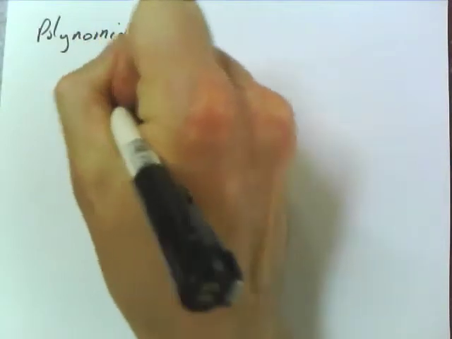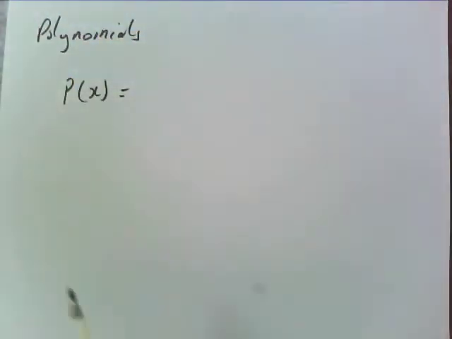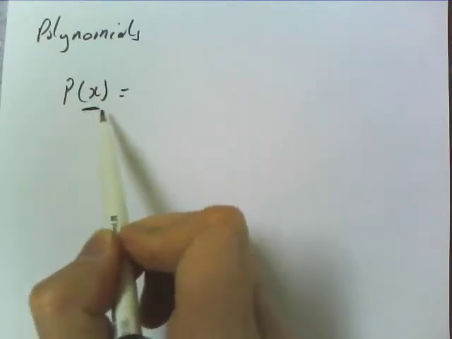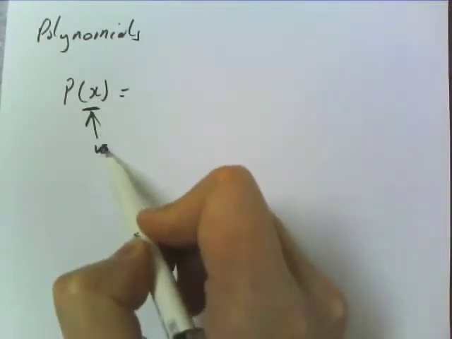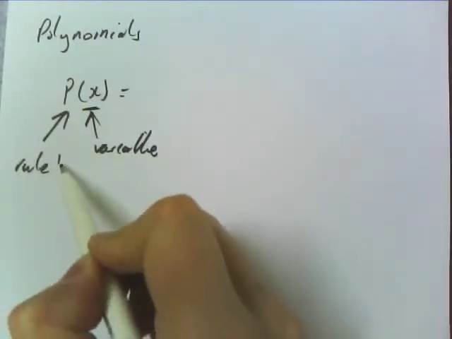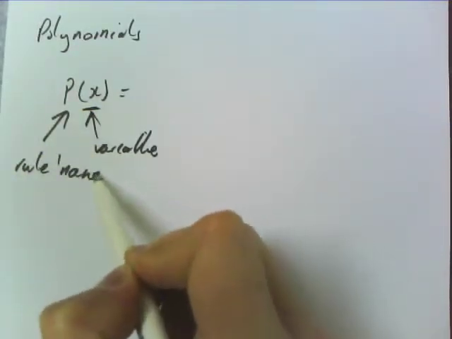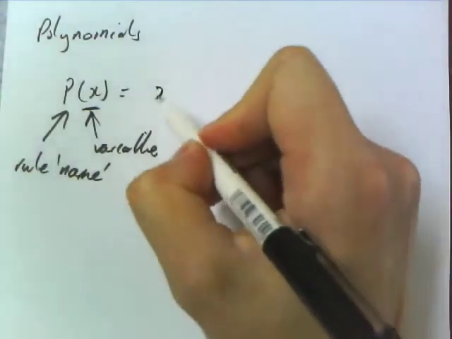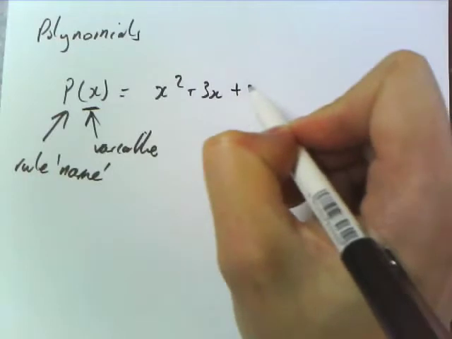Okay, so today we're going to talk about polynomials. Polynomials, sometimes denoted by p(x), are just a rule, and what it's saying is that this is a rule p and it has x as a variable in it. So x is your variable and p is like your rule name, for lack of a better term. And this could be, for example, x squared plus 3x plus 2.